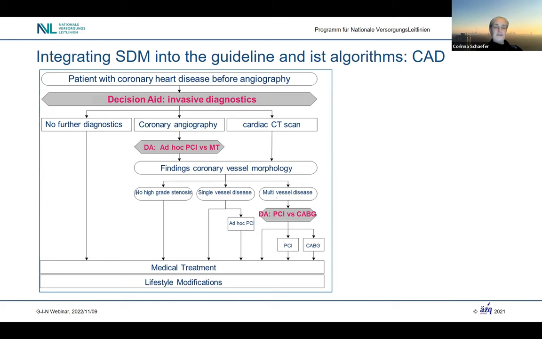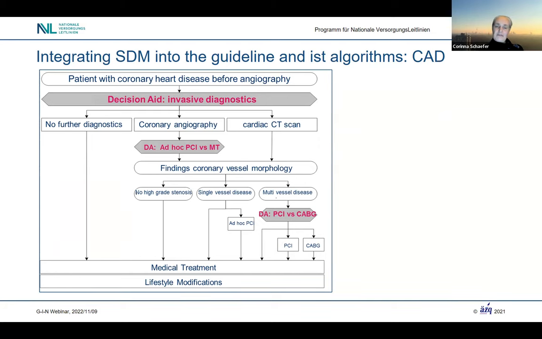And if you decide not to do any of these, you don't need invasive diagnostics. Then if you decide for angiography, the next step in this algorithm says you decide whether or not you receive a PCI, that is stenting, right during this procedure, or whether you decide to wait if you don't see any indication for a bypass surgery, which would be the first goal for angiography.